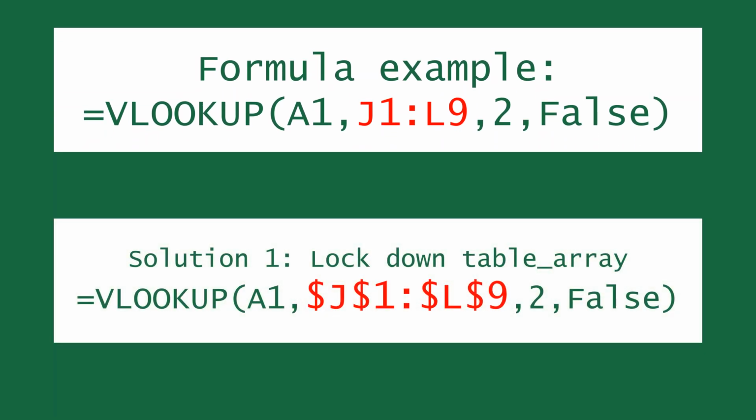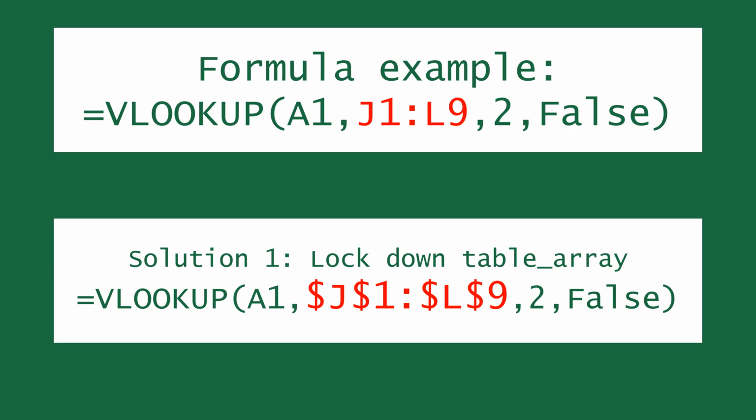Solution number one is locking down the table array values. This is very simple even if you're not used to doing this. You enter a dollar sign in front of the J, 1, L, and the 9, or whatever the values are. This locks down the table array to these values even when you copy the formula. It will always be J1 to L9 no matter what. An extra trick to perform this step is to hit the F4 key while the cursor is over J1 to L9, and the dollar signs will be automatically added in all four spots.